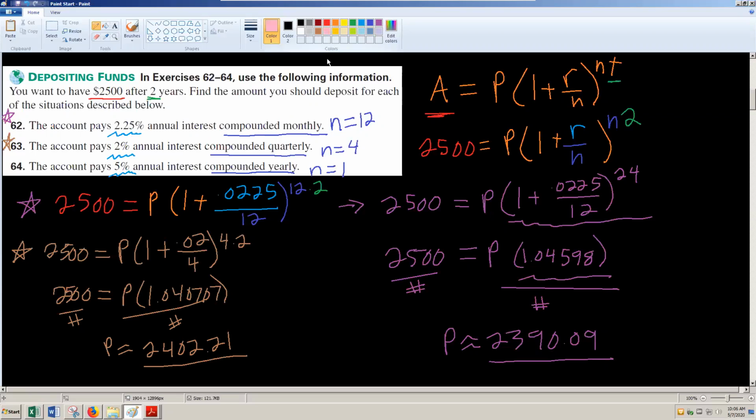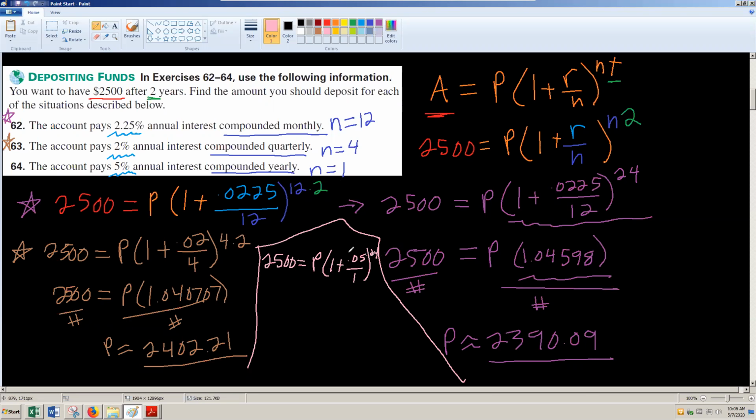Let's see, one more color here, purple. It's going to be a little bit squished, or it's going to be pink. Hopefully it's not too bad. I'll kind of box it off. So here now, same setup, 2,500 equals P times 1 plus 0.05 divided by 1 raised to the second. I mean, you can do times 1 if you want, but yeah. So again, with this being annual, it's only happening once, so there's the 1 value.